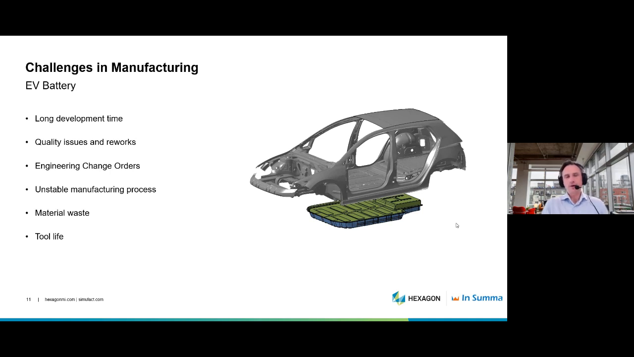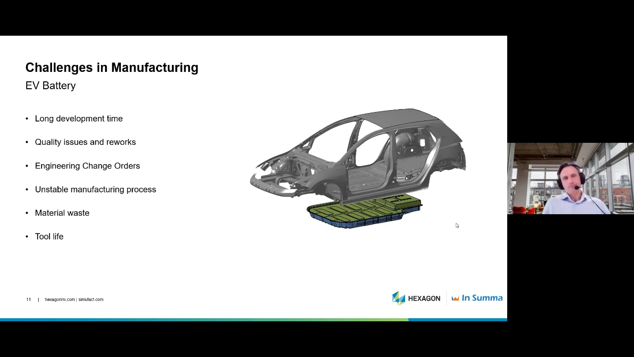And you have all sorts of questions in mind. How can it happen? What influences that? And what is the main driver of this instability? Then you have material waste and, of course, tool life, which means a lot of maintenance on the tooling or on the tools used in the manufacturing process, and lots of time and money wasted.